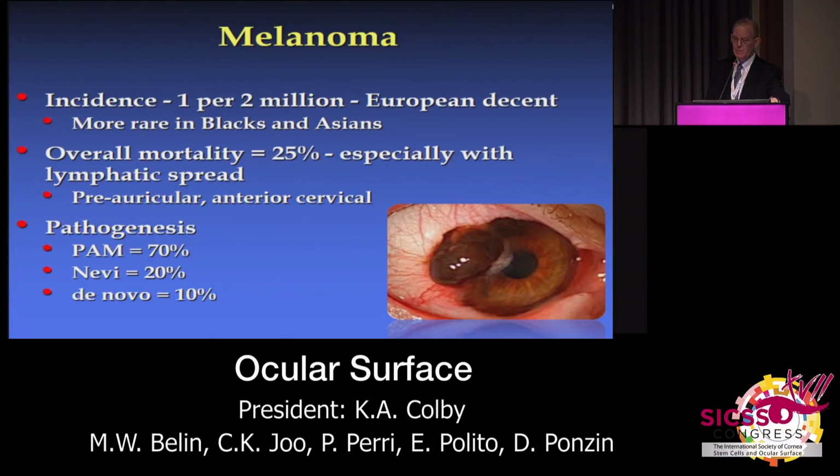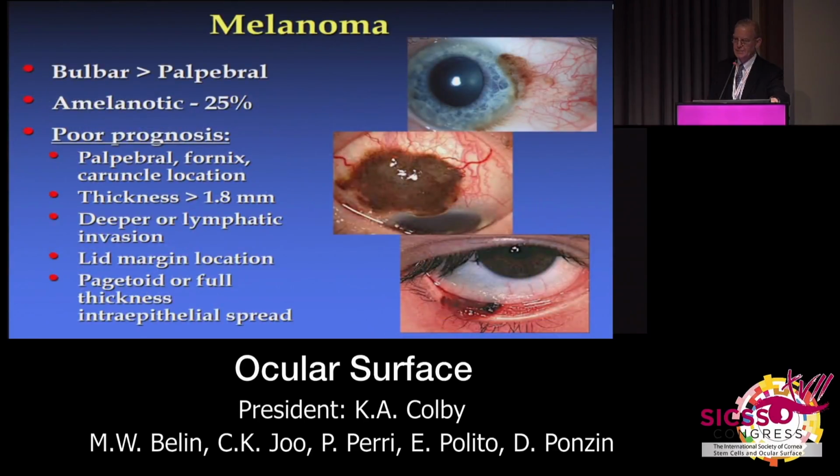Pathogenesis of melanoma is about 70% from PAM, about 20% from nevi, and about 10% de novo, which is significant because these de novo lesions are the most aggressive. It tends to be more in the bulbar than palpebral conjunctiva. About 25% can be relatively amelanotic.